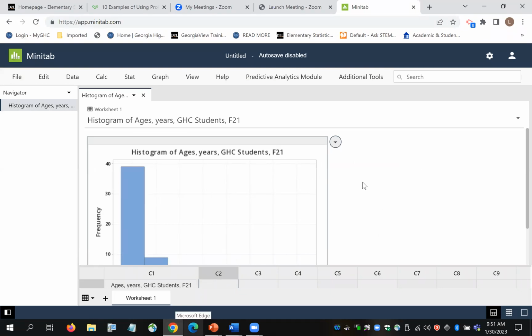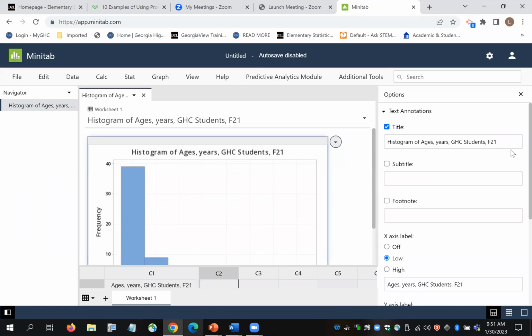Okay, so again, I have selected the graph. You notice the black lines that kind of outline the graph. Upper right-hand corner, I'm going to click on the triangle and choose graph options. And then I can change the title. I may put age in years of GHC students. And then I can use a subtitle and put fall 2021.